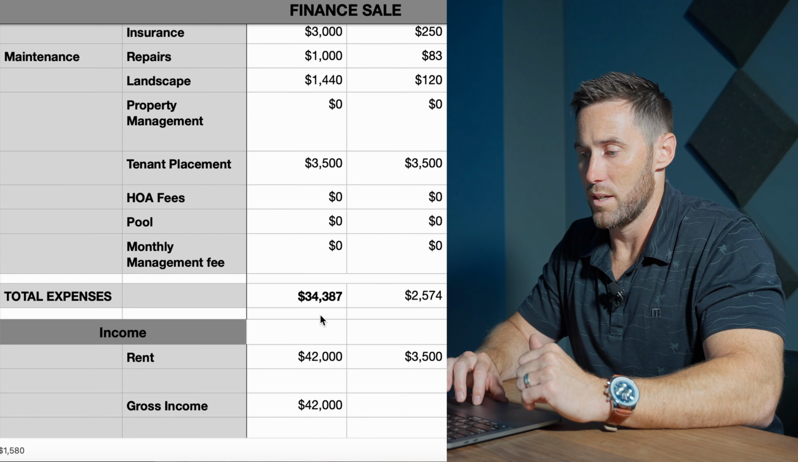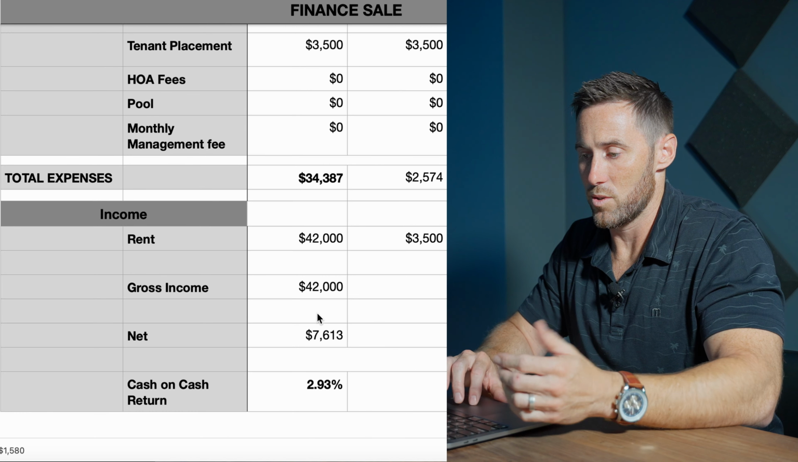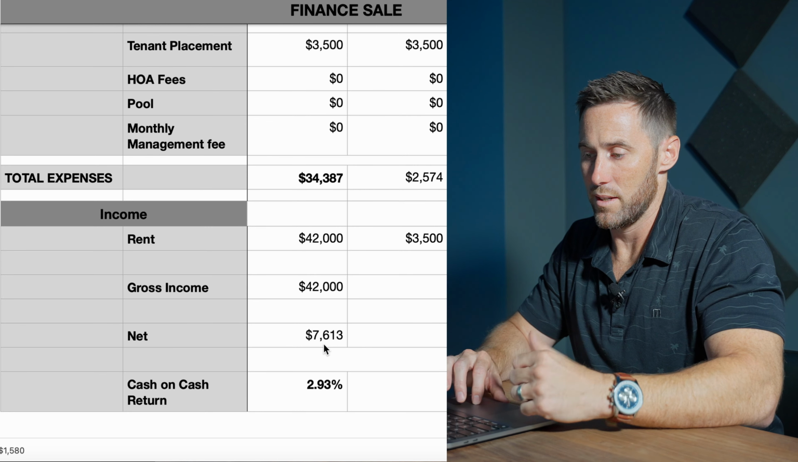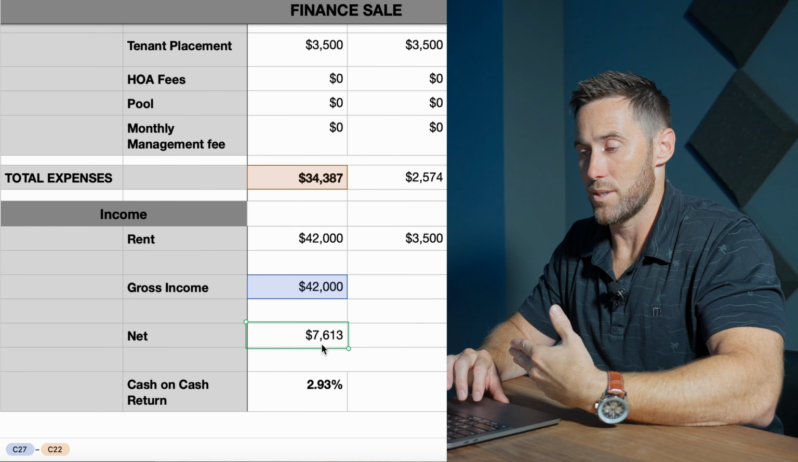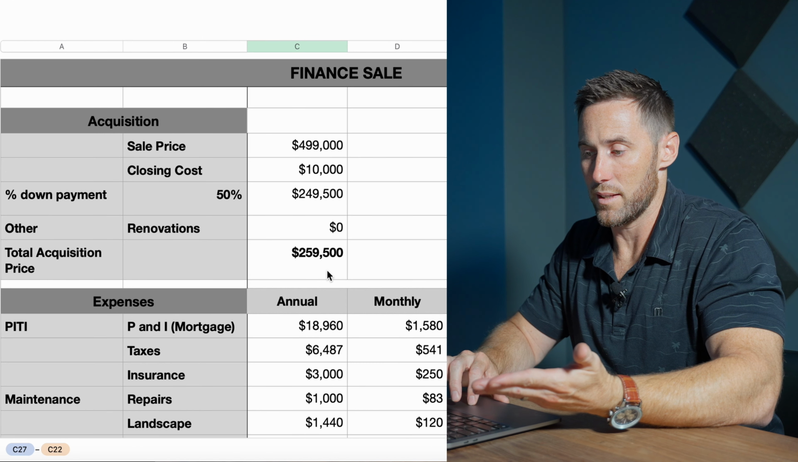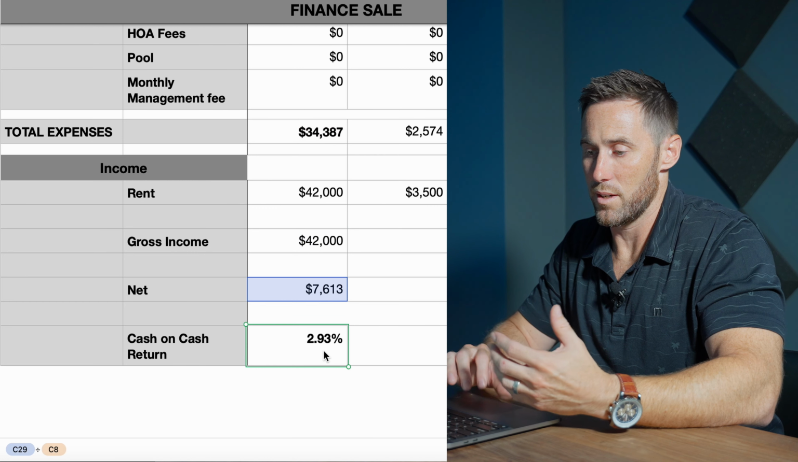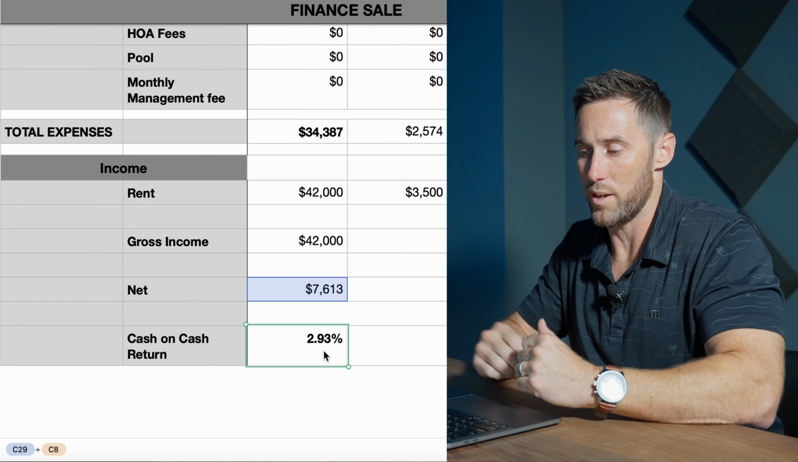And that gave us a little bit less expenses. Rent stayed the same, so it gave us a higher net. So we divide $7,613 into our total acquisition price of $259,500. And that gives us a return, a cash on cash return of 2.93%.